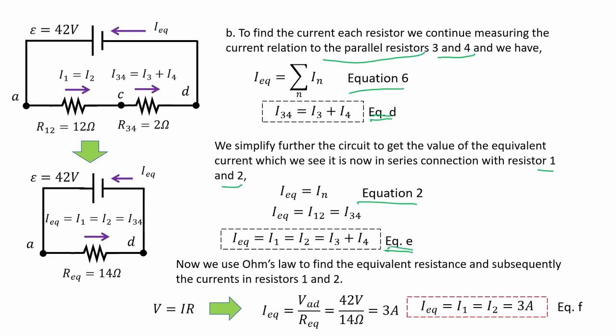Now we use Ohm's law to find the equivalent resistance and subsequently the currents in resistors 1 and 2. The value of the equivalent current, which is equal to the currents at resistors 1 and 2, is 3 amperes, shown in equation F.